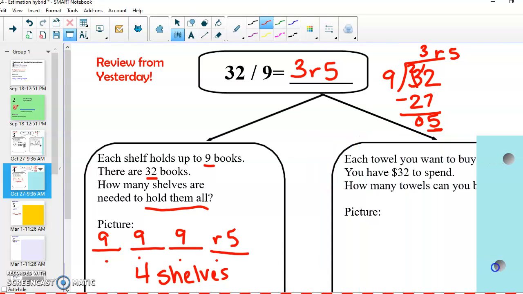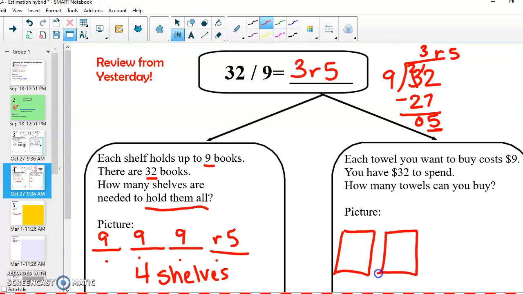My last problem here that we'll review from yesterday is: each towel you want to buy costs $9. You have $32 to spend. How many towels can you buy? Well, once again, I know I can at least buy 3 towels because I did the work up above. Each of those was $9. So that's a total of $27. And I have a remainder of $5 left over.